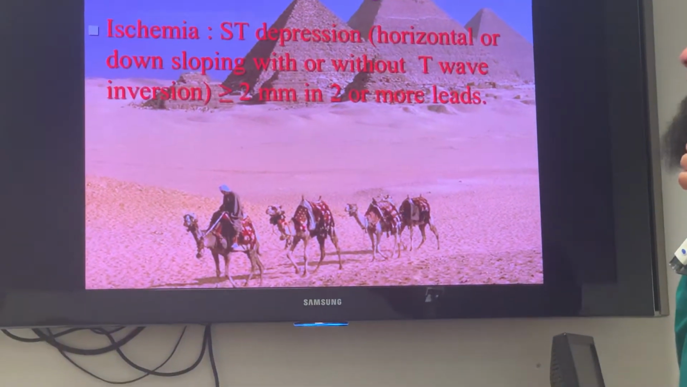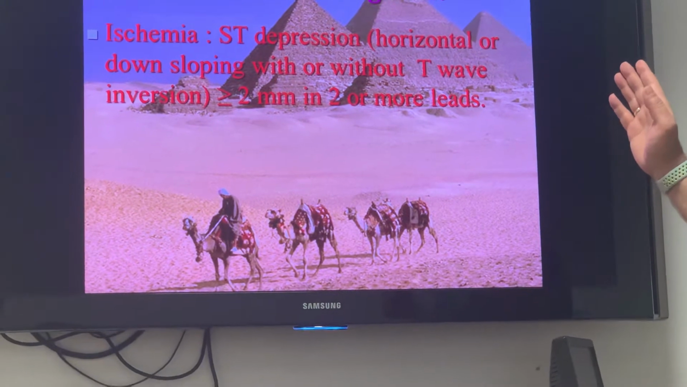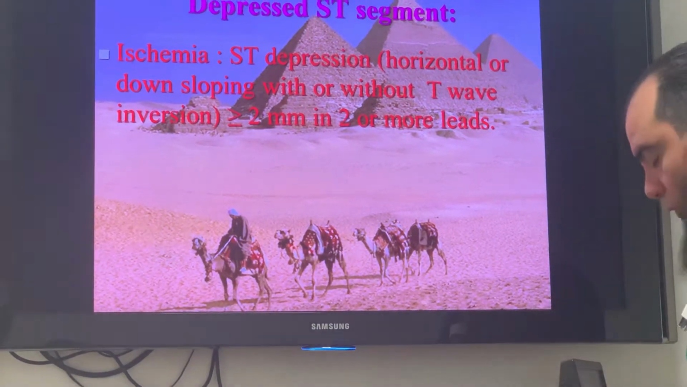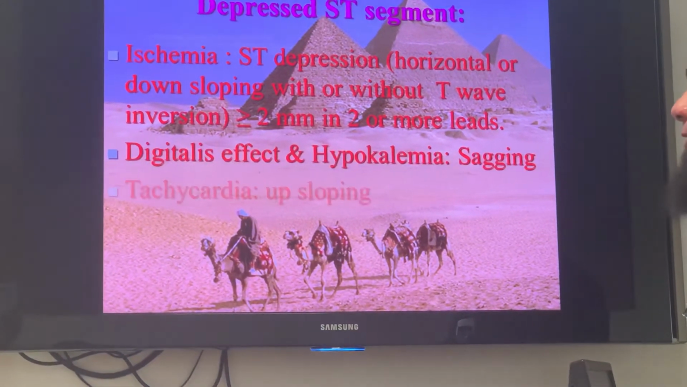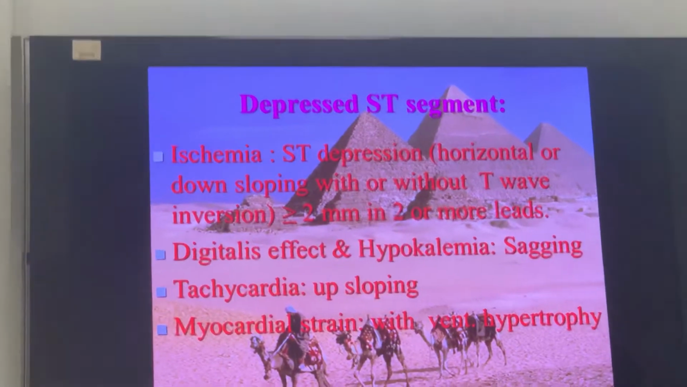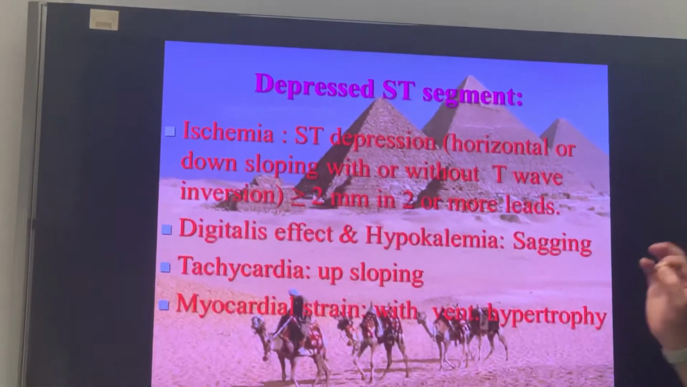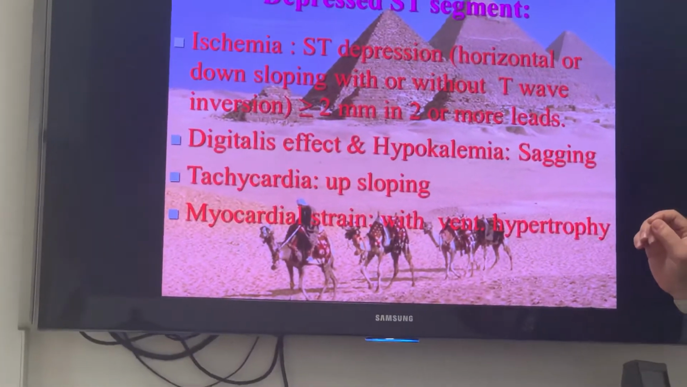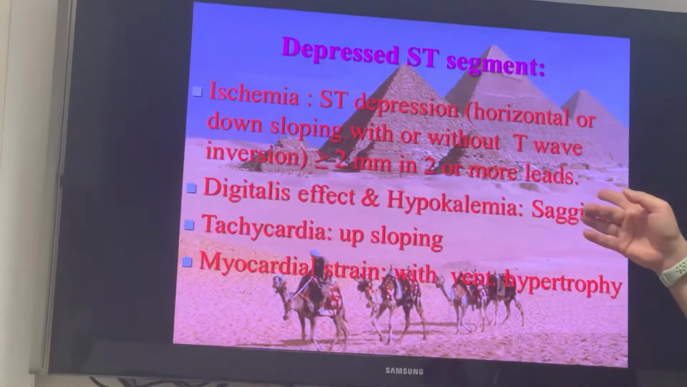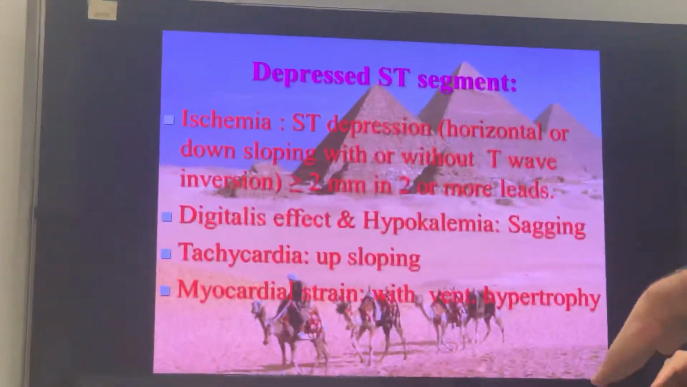So the next to discuss is the ST segment depression. I have covered all the ST segment elevation in previous sessions, and now we're going to discuss the ST segment depression and what the causes of ST segment depression will be. Of course, ischemia could be, but the criteria of ST segment depression in ischemia is important. It is either horizontal or down sloping. So ST segment either horizontal, depressed, or down sloping.